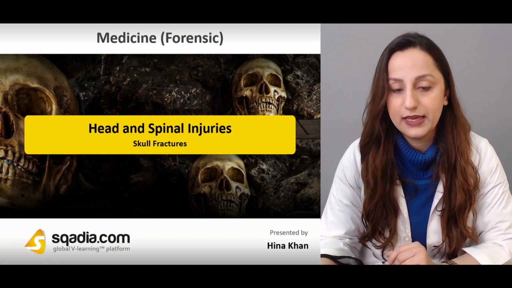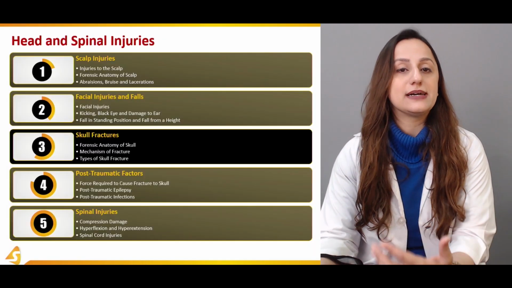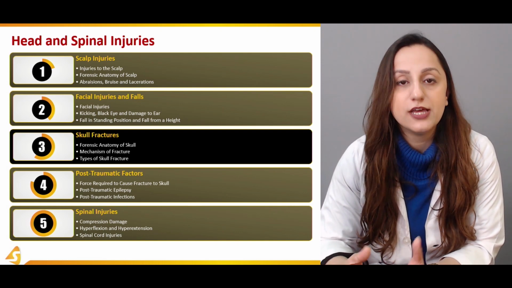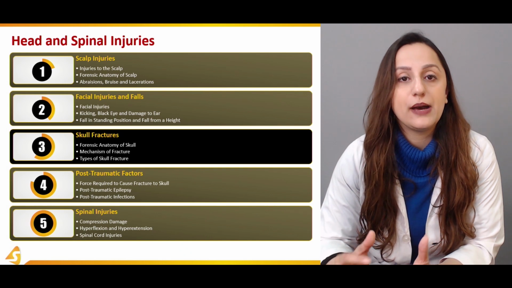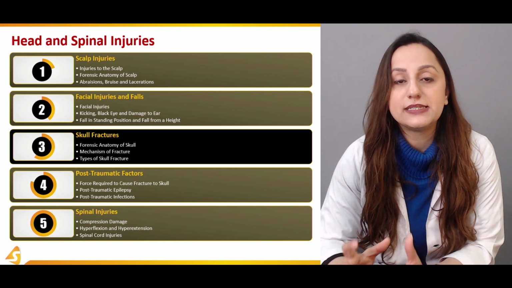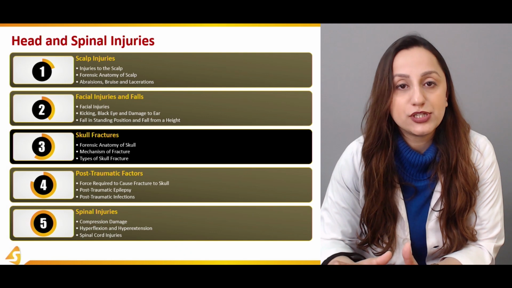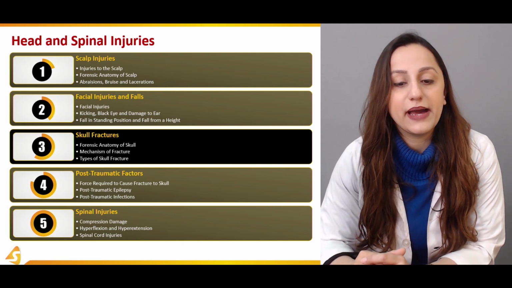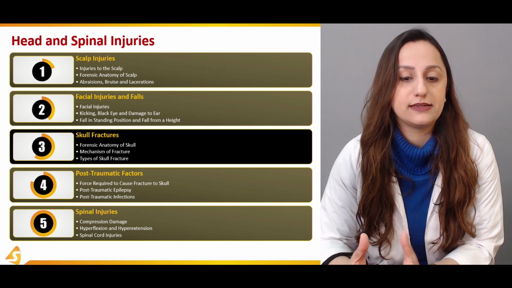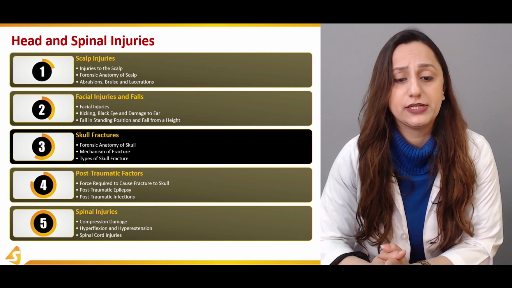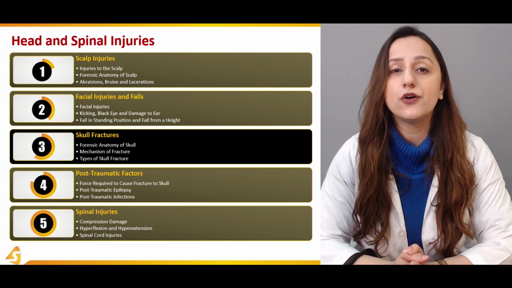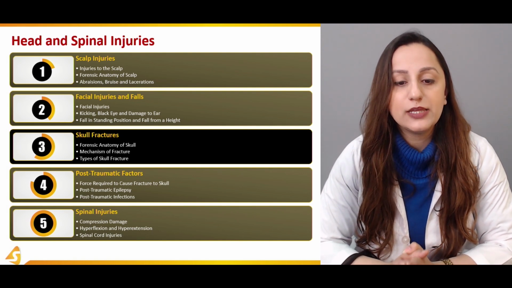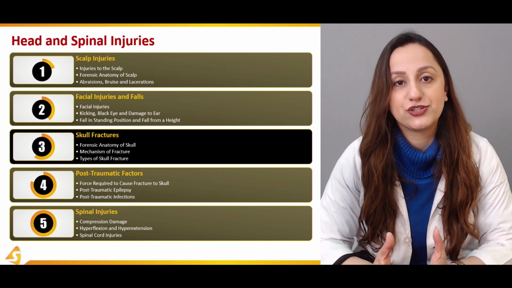Basically, we'll be discussing in detail the forensic anatomy of the skull, first of all, so that you have a better knowledge about the different layers, about the different tables of the skull that are damaged due to the trauma. And then we'll be discussing the mechanism of the skull fracture, and what kind of a blow can cause these fractures. That is very important. Then we'll be discussing the types of skull fracture in detail over here.